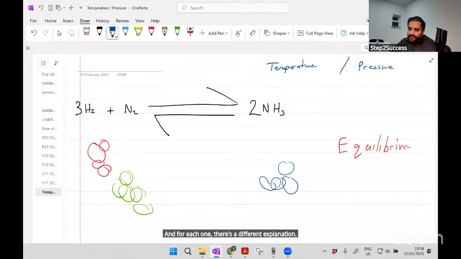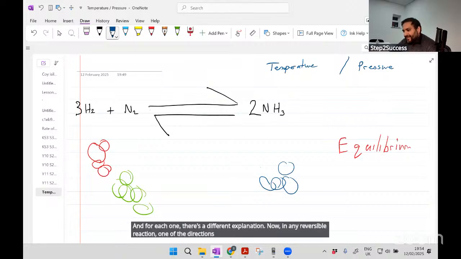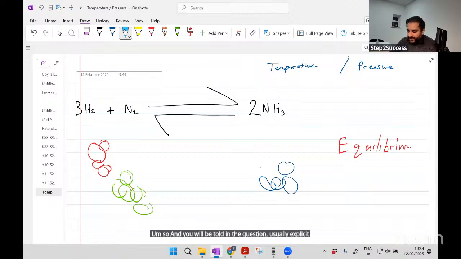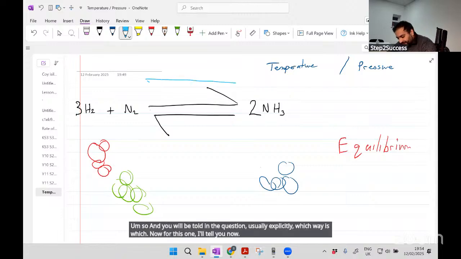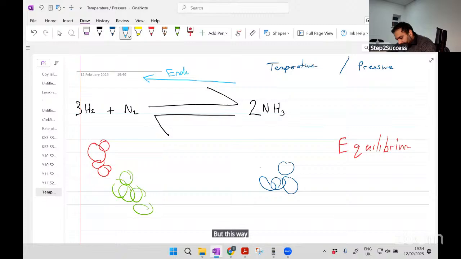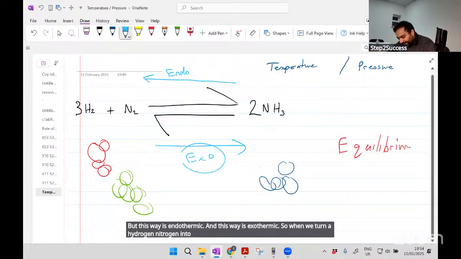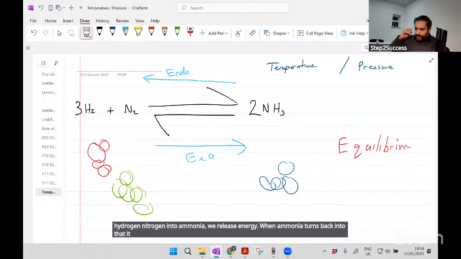Now, in any reversible reaction, one of the directions is exothermic and one of the directions is endothermic. See, all of this comes together. So in this particular reaction, you will be told in the question, usually explicitly, which way is which. For this one, I'll tell you now that this way is endothermic and this way is exothermic. So when we turn hydrogen and nitrogen into ammonia, we release energy. When ammonia turns back into that, it takes in energy. Essentially, it can work both ways.